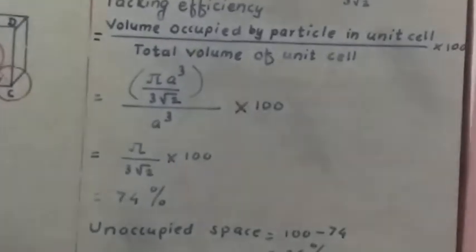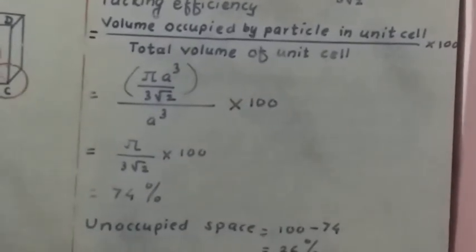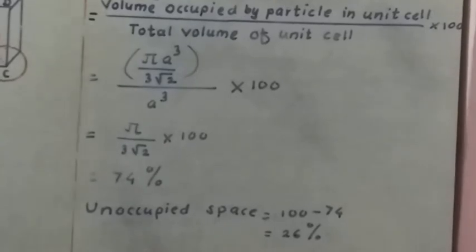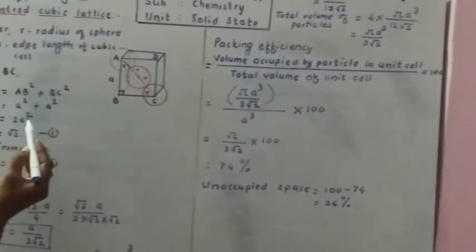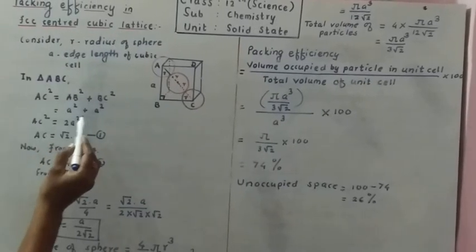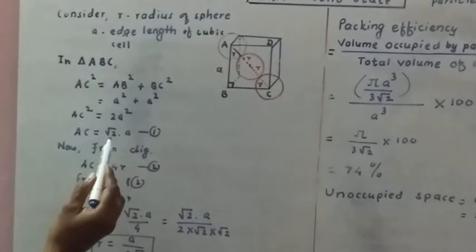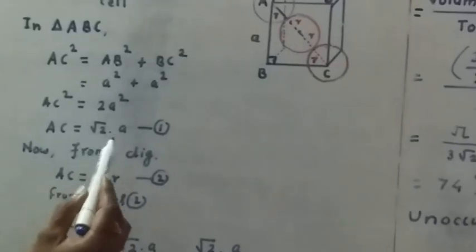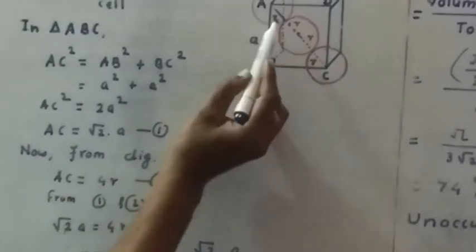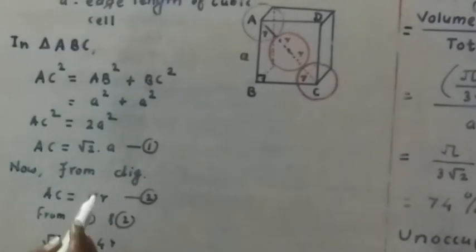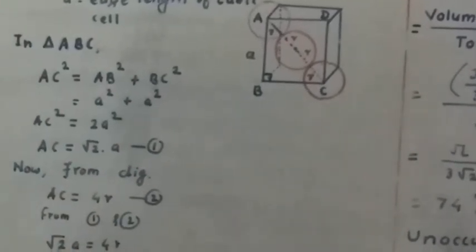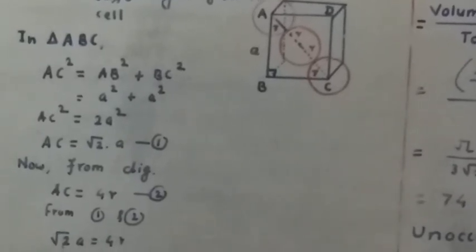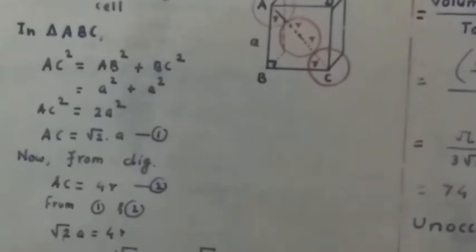Here we have considered this triangle ABC. Here angle B is 90 degrees. So AC square equals AB square plus BC square, then a square plus a square is 2a square, taking the square root, AC equals root 2 a. So from the diagram AC is 4R. So comparing these two values, we get R equal to root 2 into a upon 4. So R is equal to a upon 2 root 2.